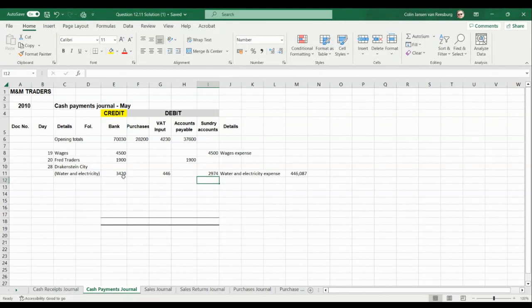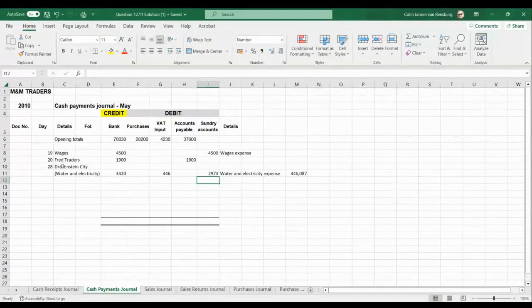There we paid Drakensberg City for water and electricity. We credited our bank account. We debited that input with a value added tax portion. We debited the water and electricity expense account. So again, it did not affect our accounts payable.